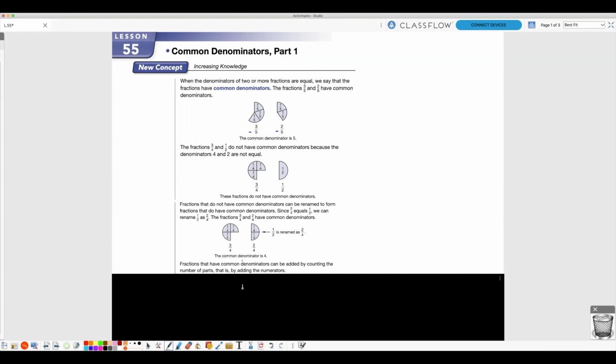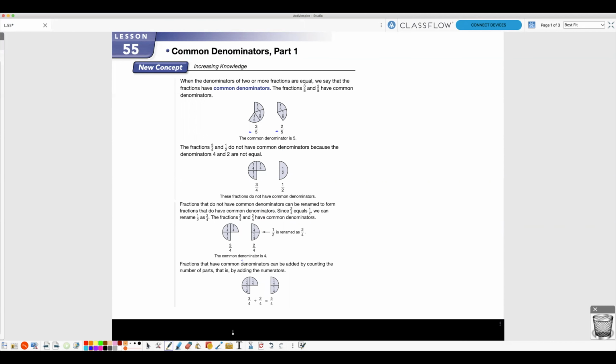Fractions that have common denominators can be added by counting the number of parts, that is, by adding the numerators. So if you have 3/4 plus 2/4, that will equal 5/4. And you can see it clearly, like if we put this fourth down here and we had it here, now we would have 1 whole and 1/4. So that's 1 and 1/4. 3/4 plus 1/2 is 1 and 1/4.